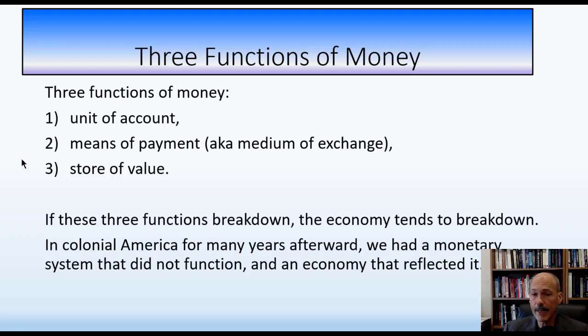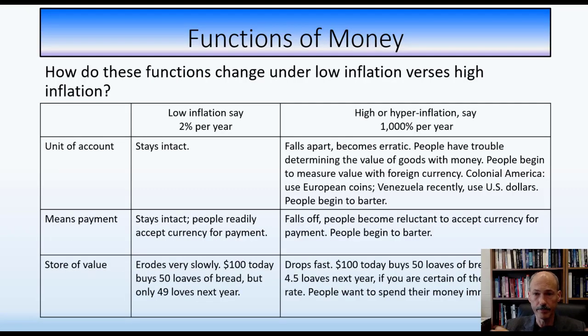Now, if these three functions break down, then the economy tends to break down. And in colonial times, and for many years afterwards, we had a monetary system that did not function, and the economy reflected it. Why didn't it function right? Well, let's look at these three functions of money more carefully. Let's look at when we have a low inflation environment, say 2% per year, and let's see what happens when we have really high inflation, hyperinflation. Now, I don't think we had hyperinflation, and the definition of hyperinflation varies, but we didn't have hyperinflation earlier in this country. We had very high inflation at times, for sure. But let's compare and contrast the two extremes, because sometimes it's easier to look at extremes and to imagine how things would work. So let's look at the unit of account.